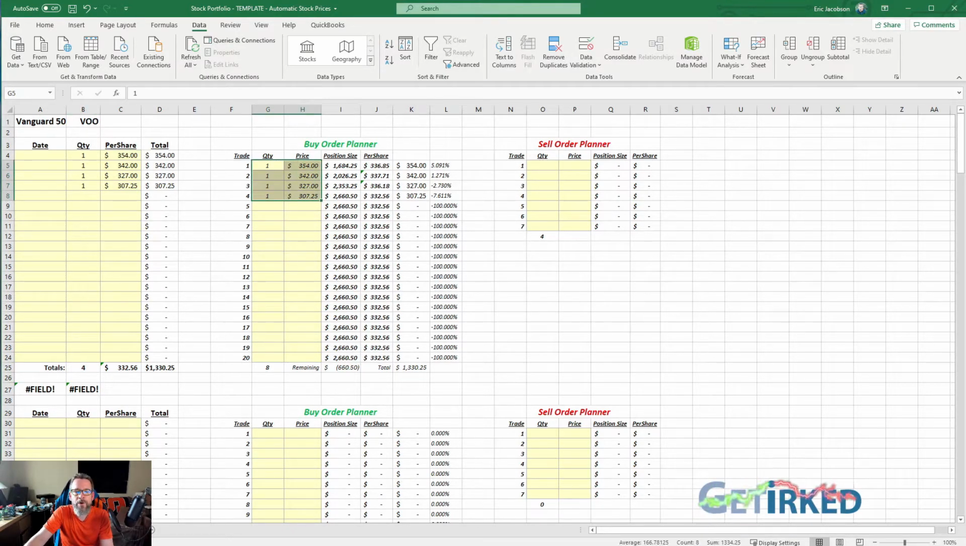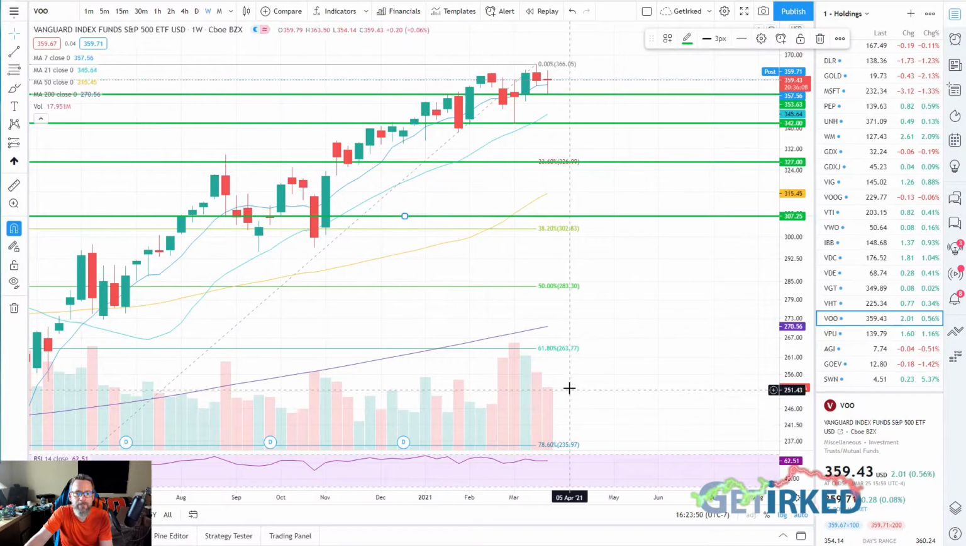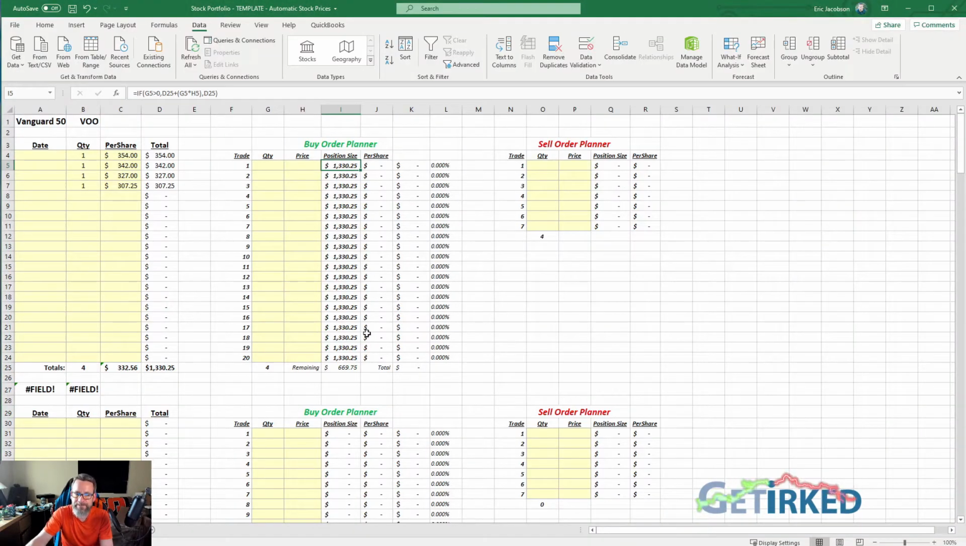So as you go, you would delete the orders that you have in. This shows you that you've got $1,330.25, which comes from here, and now we can put in additional orders. So if we go over to TradingView and we suggest that, let's see, it pulls back to 295.04 or 296.37. Let's put in another order at 296.50.